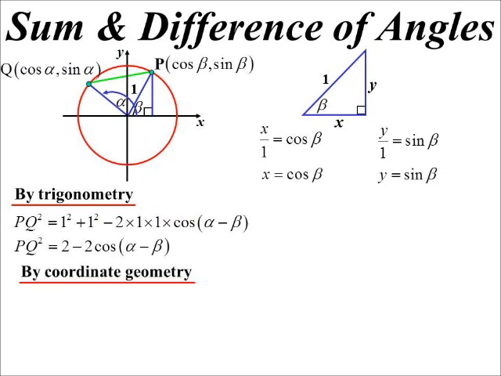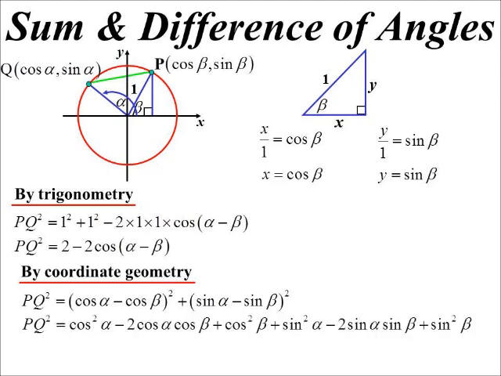The other way I could do it is using coordinate geometry and the distance formula. So PQ squared, I've just got rid of the square root sign by making it squared. The difference in the x value is squared plus the difference in the y value is squared. Expand that out, and you can see we've got a few cos squareds plus sine squareds there, which will become 1. And I end up with 2 minus 2 cos alpha cos beta minus 2 sine alpha sine beta.